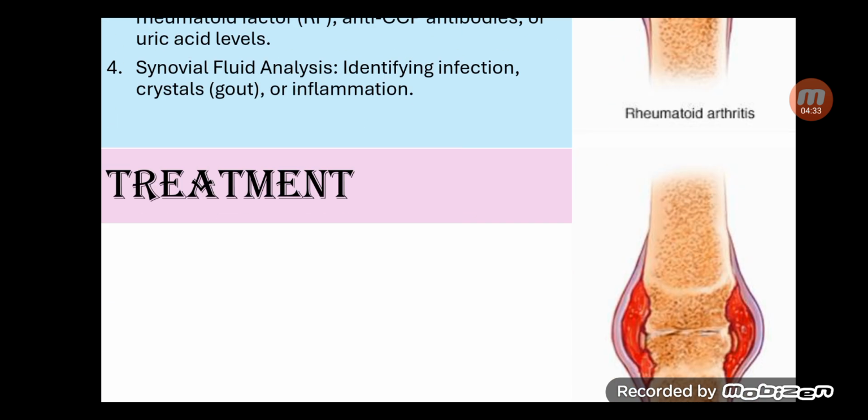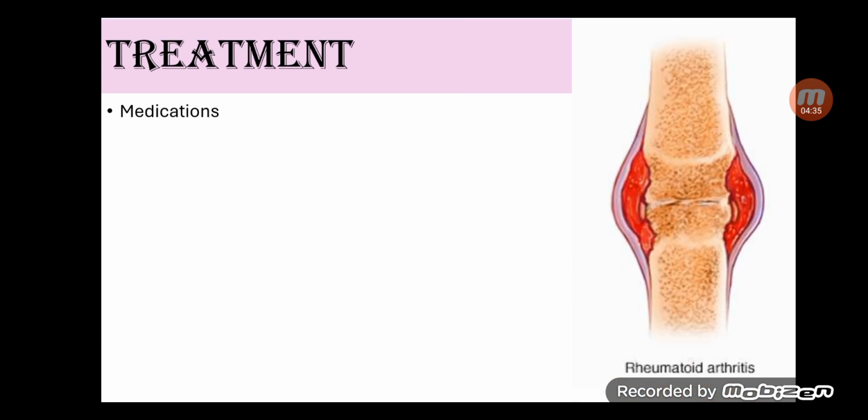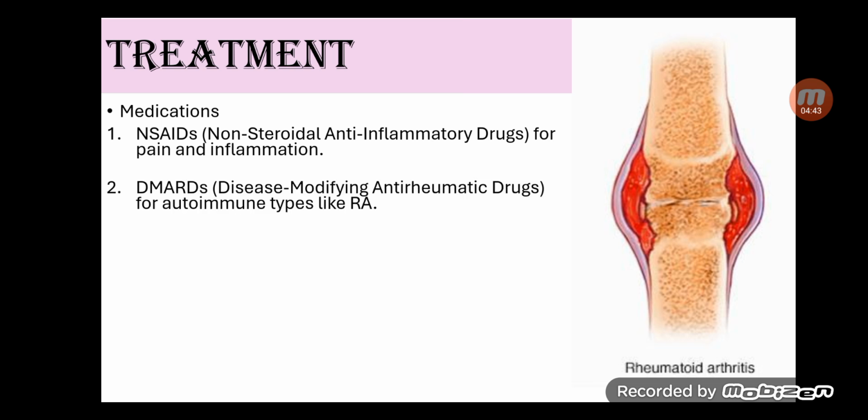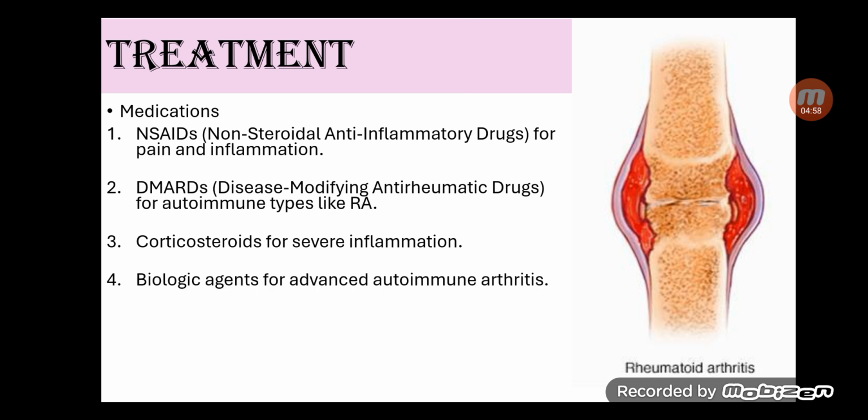Now let's talk about treatment of arthritis, how we treat it. First we do medications that may include NSAIDs, non-steroidal anti-inflammatory drugs, for pain and inflammation. Then the medication may include DMARDs, disease-modifying anti-rheumatic drugs, for autoimmune types like rheumatoid arthritis. Then we can also give corticosteroids for severe inflammation, and biological agents for advanced autoimmune arthritis can also be given.